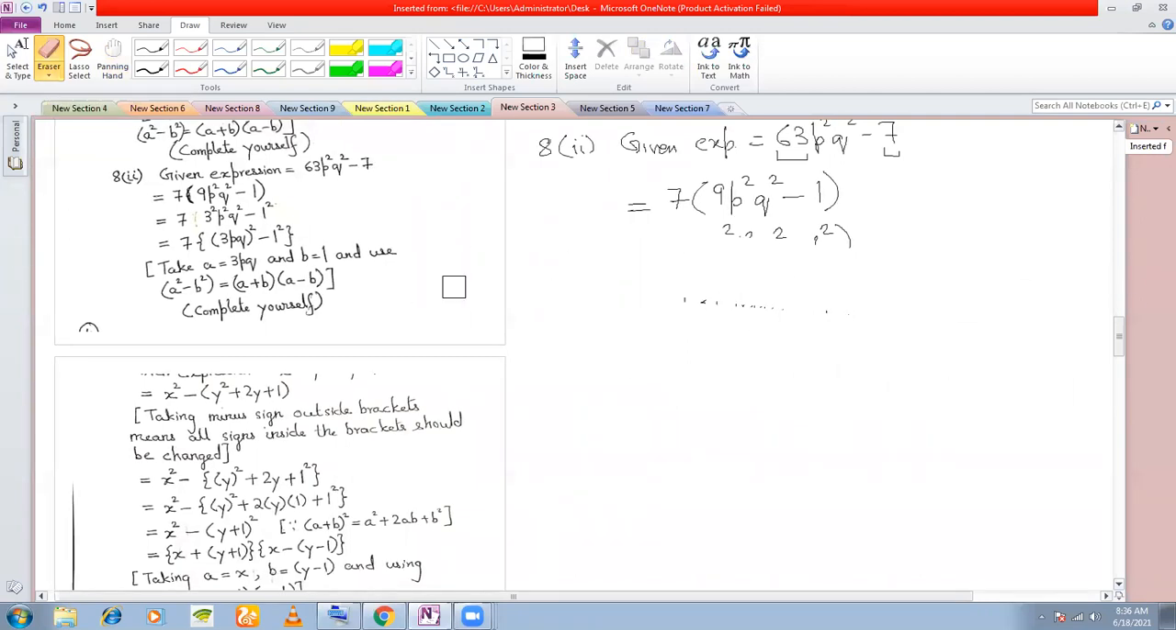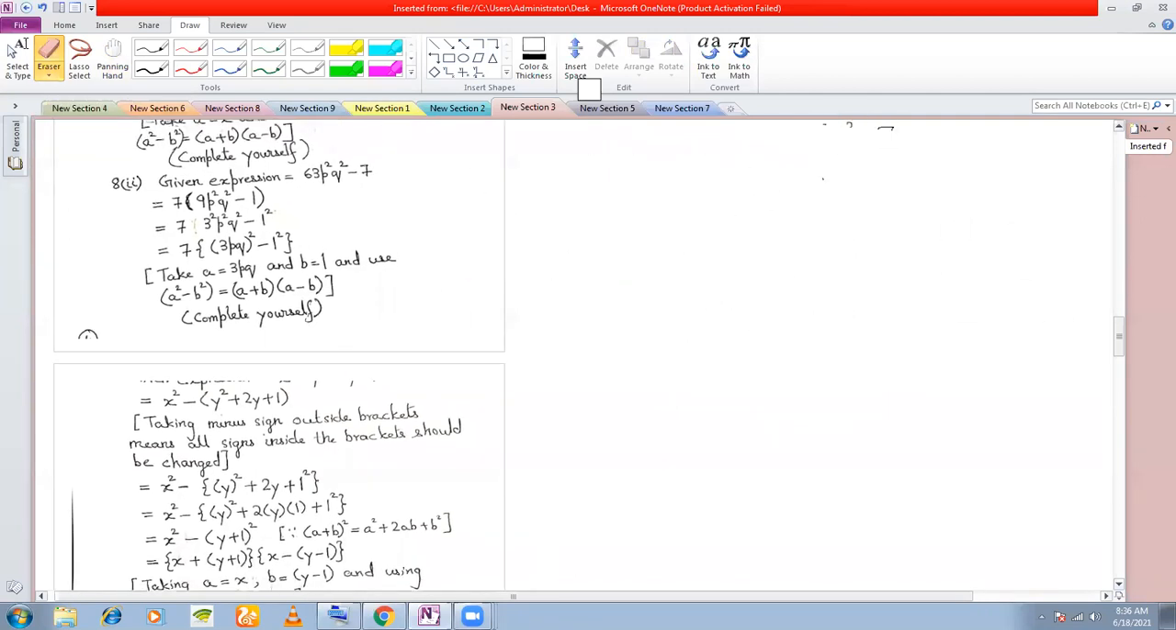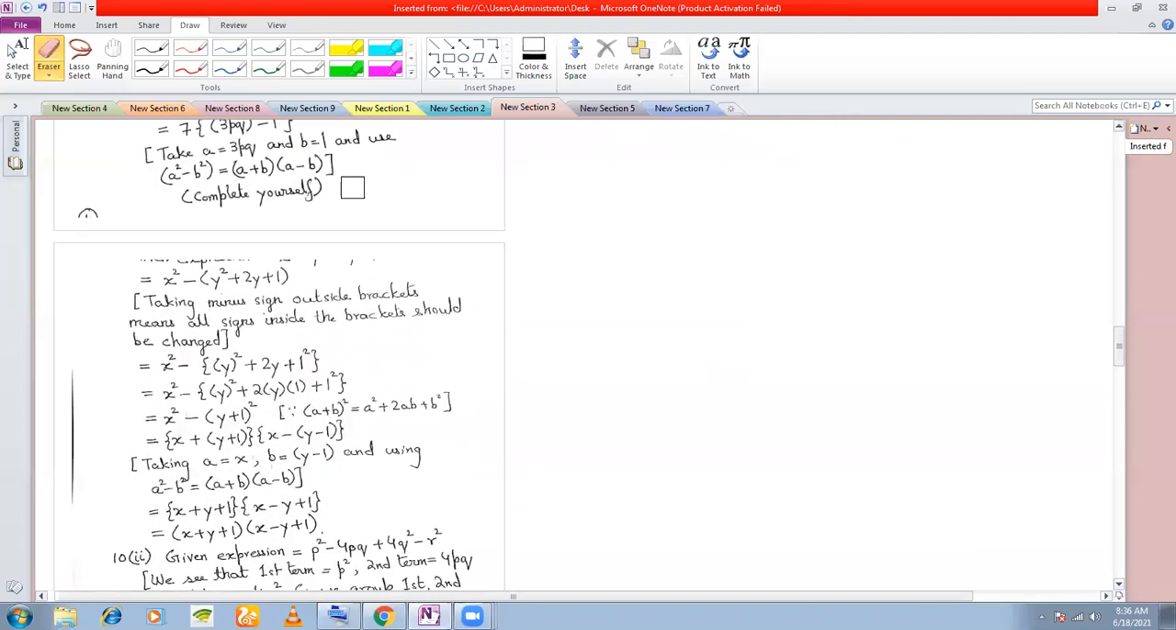Now the next one is a little higher level problem. Okay. So you need to be a little careful. Let me just start explaining. Maybe I'll continue in the next class. Given expression here is x square minus y square minus 2y minus 1. This is given. Now see, it contains 4 terms.